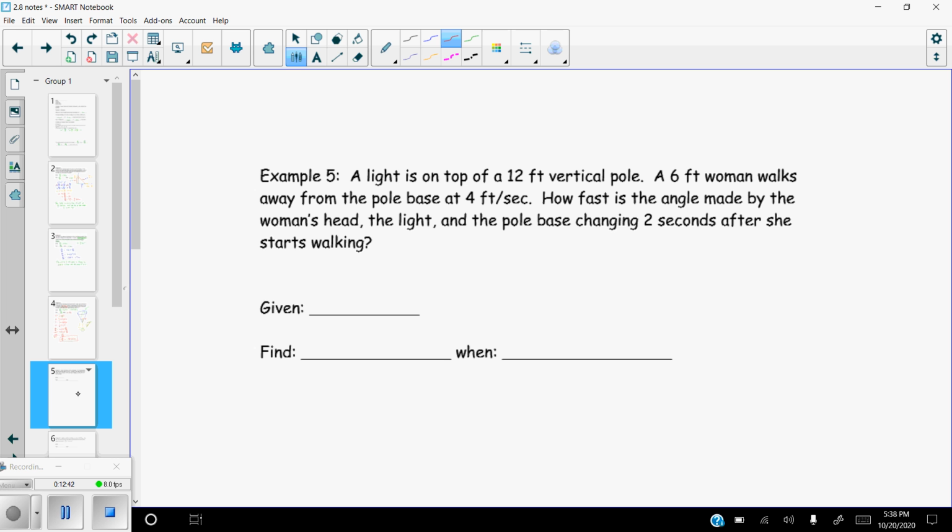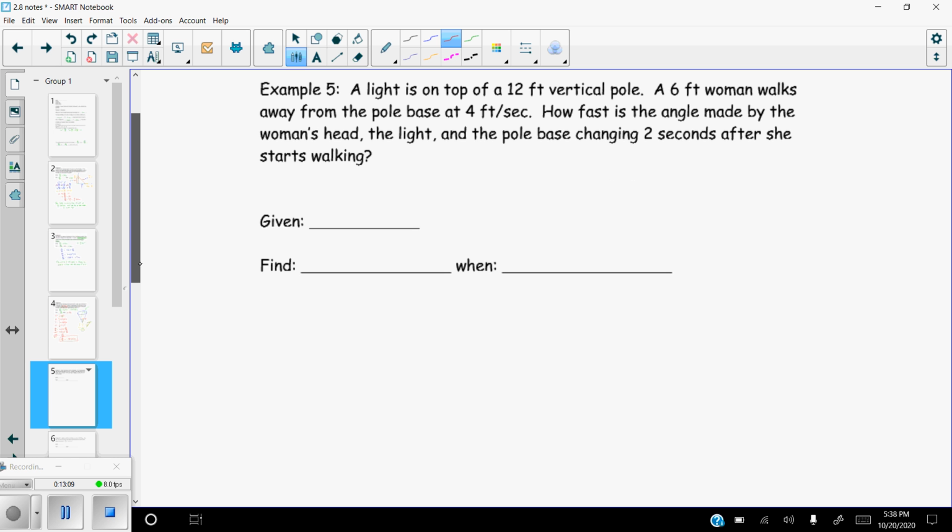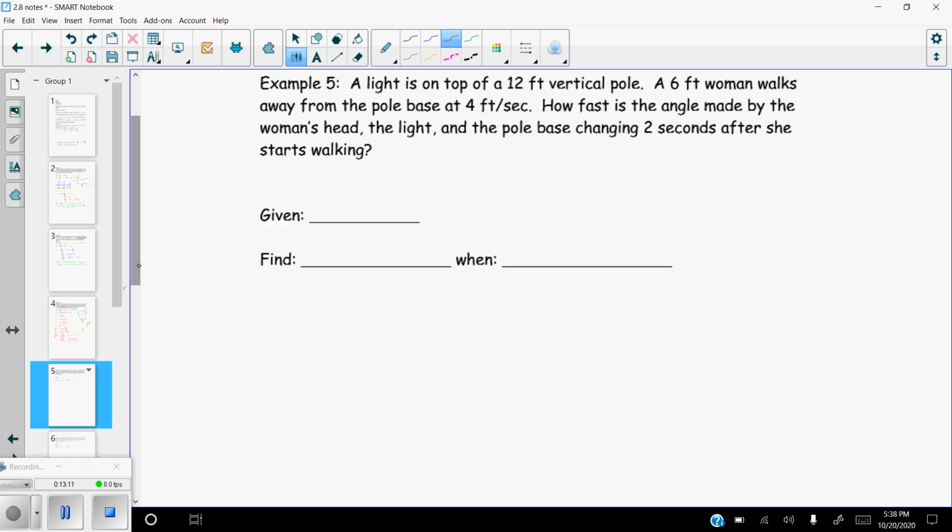The setup of this one is pretty interesting. And again, there's multiple ways you could go about doing this. I'm just going to show you the way that I think to do it. A light is on top of a 12-foot vertical pole. A 6-foot woman walks away from the pole base at 4 feet per second. How fast is the angle made by the woman's head, the light, and the pole base changing 2 seconds after she starts walking? Okay, so let's go ahead and sketch this one, because this is not easy to see.